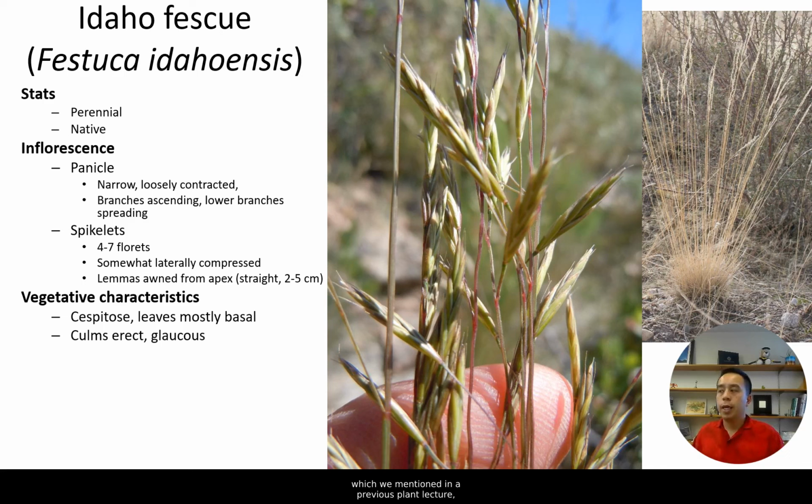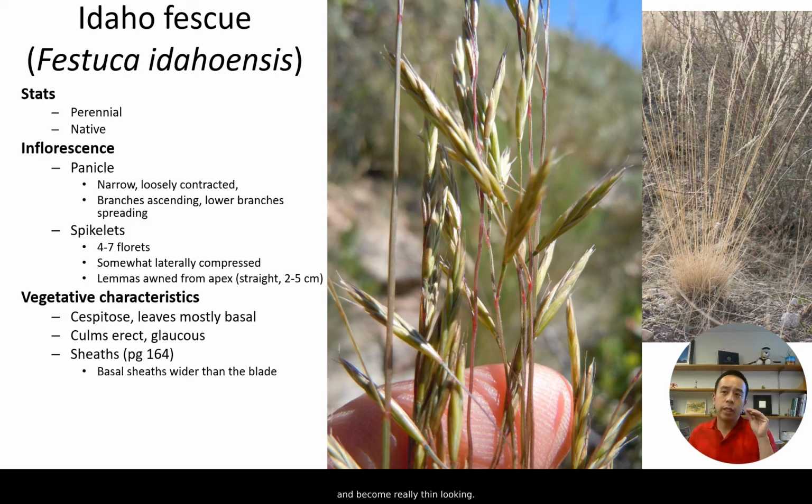The culms are also, again, what we consider glaucous, which we mentioned in a previous plant lecture, which means it has a bluish gray green look to it when it's fresh, not when it's dry and dead like it is right above me. The sheaths, you can see more details or an illustration on page 164 of your book, but typically the basal sheaths are wider than the actual leaf blade because the leaf blades typically roll up and become really thin looking. And the sheaths are often persistent, and you'll usually see dead sheaths on the plant from previous years, which will often have a dryish look to them.